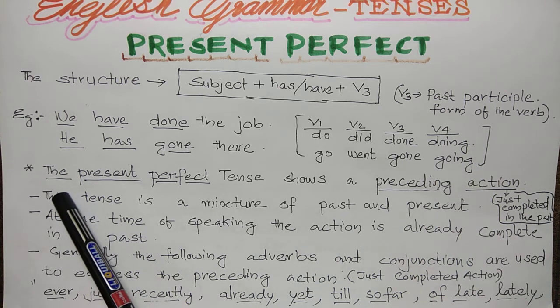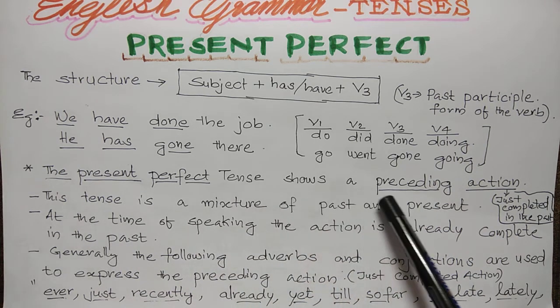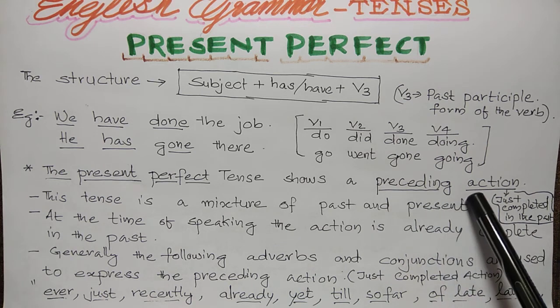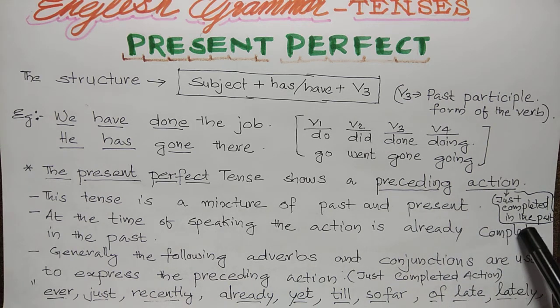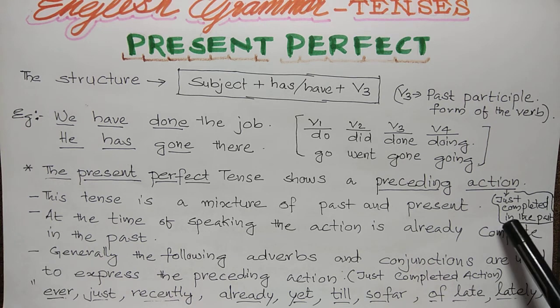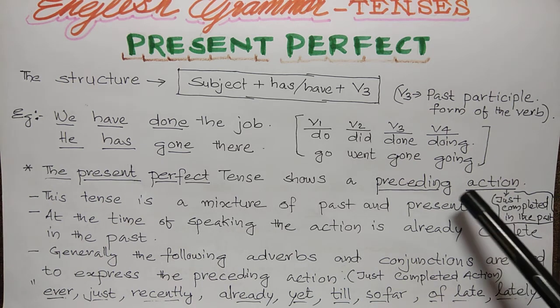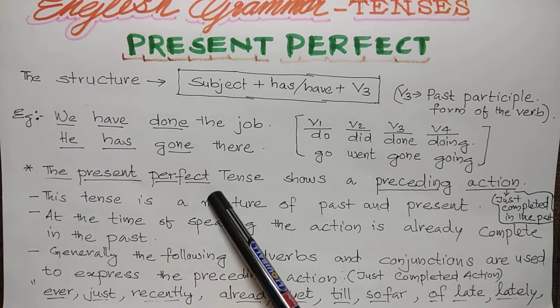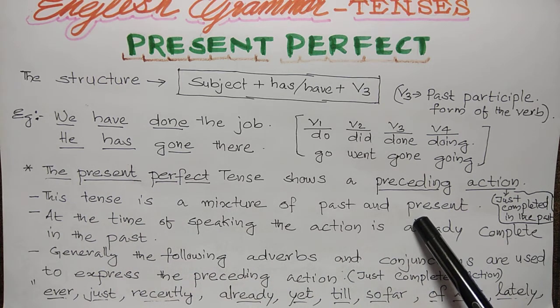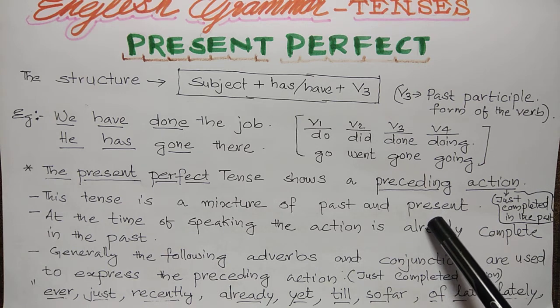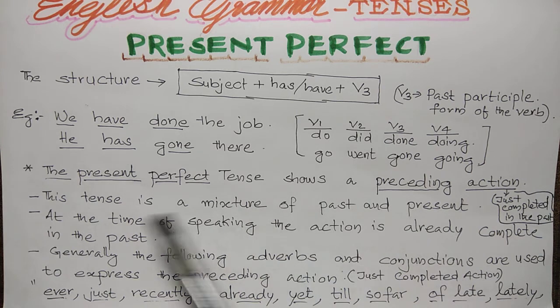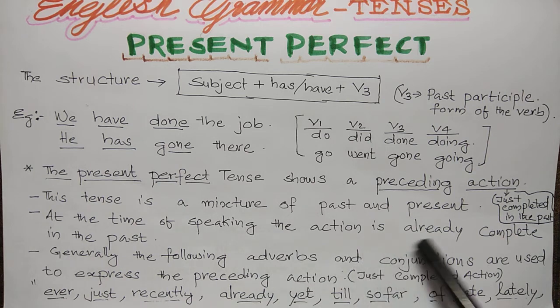See the note. The present perfect tense shows a preceding action. Preceding action means an action just completed in the past. Already completed. So such actions we denote by, or we use, present perfect tense. This tense is a mixture of past and present. It means we are saying in the present that it is just completed in the past. At the time of speaking, the action is already complete in the past.